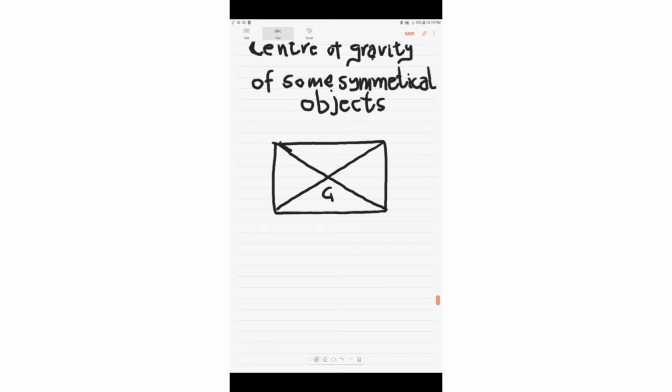If the object is square in shape, again its center of gravity is found by joining its diagonals. So the intersection of these diagonals is its center of gravity, denoted by G.